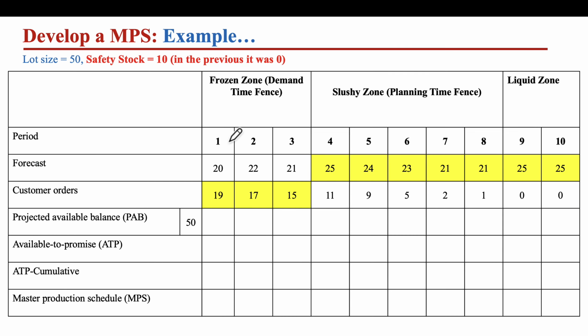Now we are doing the same problem but with a little bit variation. So over here we are using a safety stock of 10. As you can see here, safety stock is 10. In the previous example it was 0.